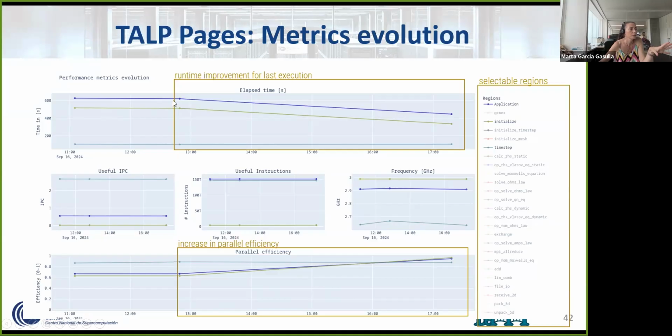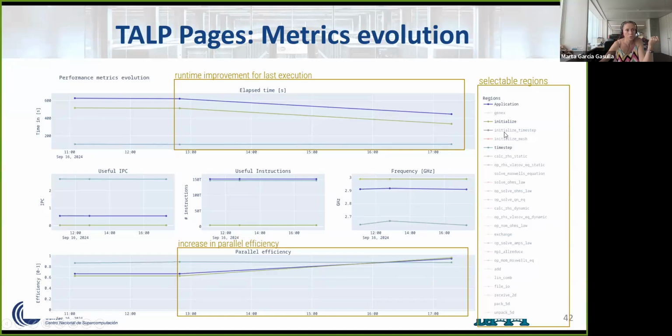So between this commit here and this commit here, we did an improvement that reduced the elapsed time. So this is good. We saw that the execution time was reduced. And checking the other plots, we can observe that the execution time was reduced because the parallel efficiency increased.